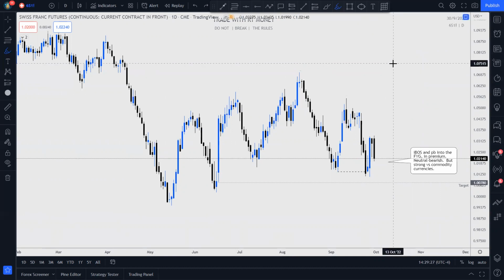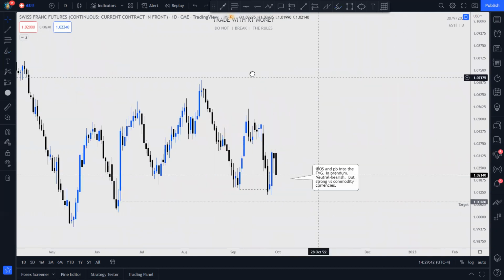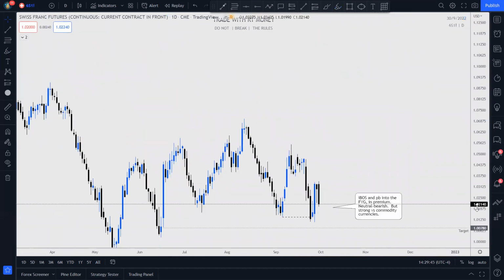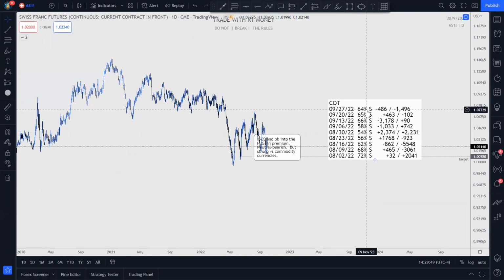Let's move to the next one. All right, so I'm weak here, but kind of just neutral bearish. You understand? Okay, the next one would be the Japanese yen. Oh, you know what? I forgot to go over that COT report for the Swiss, and I thought I had the report. There you go.